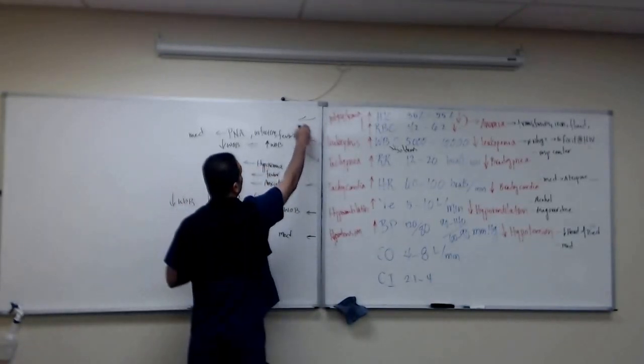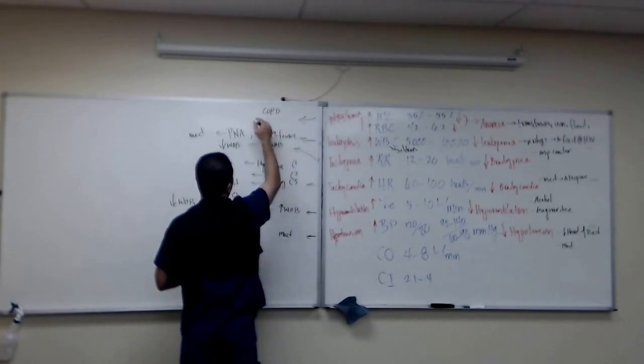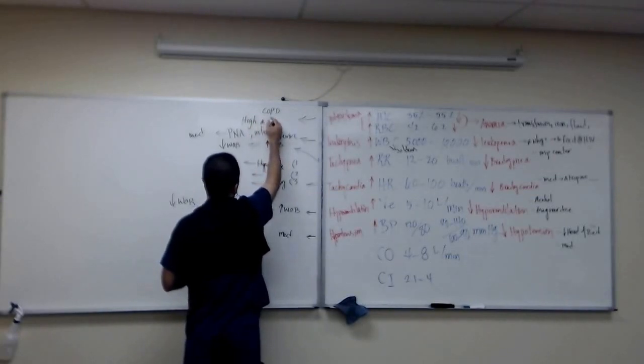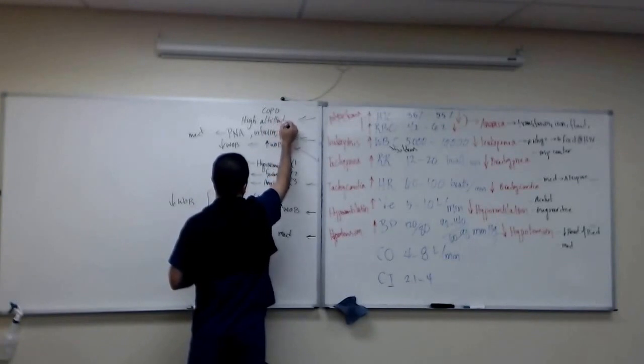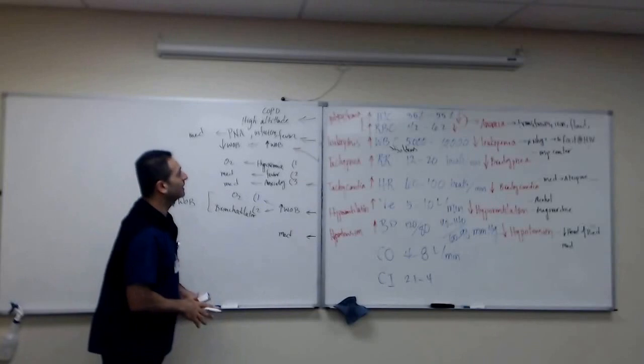So in the case of polycythemia, what do you think? What kind of patient population would have polycythemia most likely? COPD, yes. Patients, or not patients, rather, individuals who go to or live in high altitude, because they do develop polycythemia.